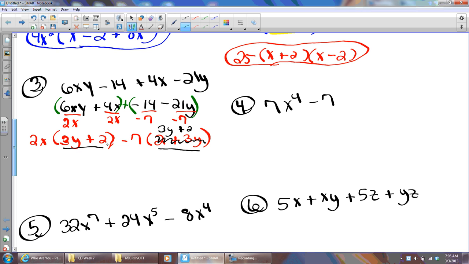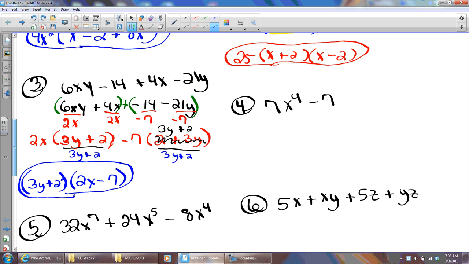Now notice that 3y plus 2 is common to both groups, so I am going to pull it out. I'm going to divide by a 3y plus 2 and divide here by a 3y plus 2, and that'll be in a quantity. Then I'll have a 2x left, and from here I'll have a minus 7 left. And there you go.